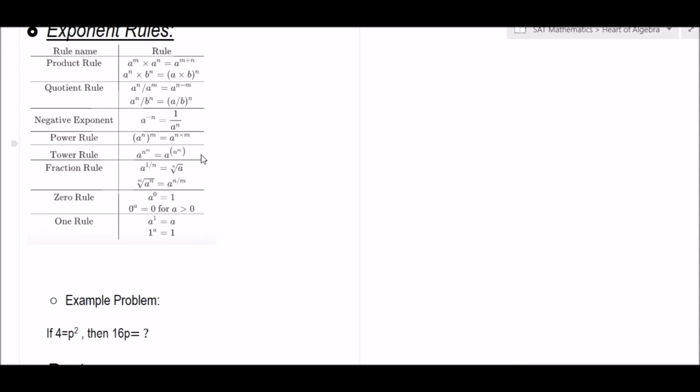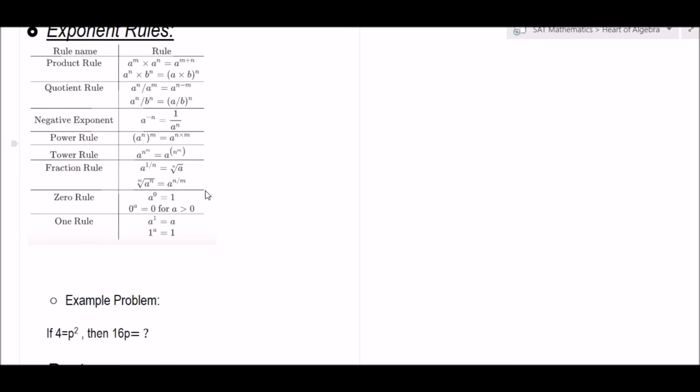Alright, next we'll talk about fraction rules. So a to the power of 1 over n is the same thing as the nth root of a, and you'd put n over here. So when you have the square root of 2, 2 would be a, and then n would be 2, so that's just the square root of 2.